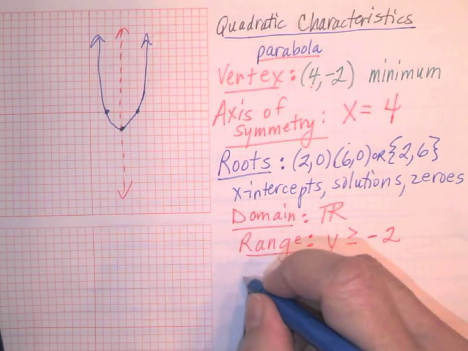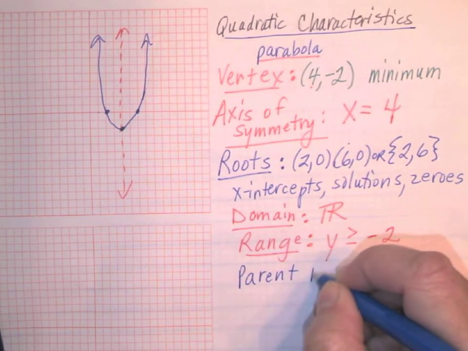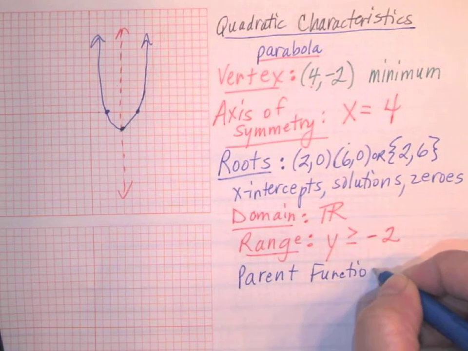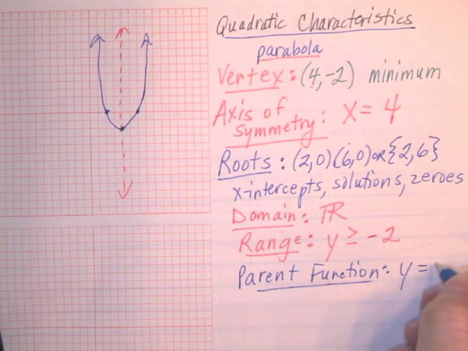And the last thing you need to know is the parent function, the mama of all parabolas. The parent function is y equals x squared.